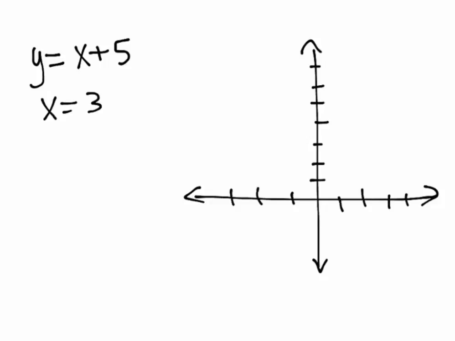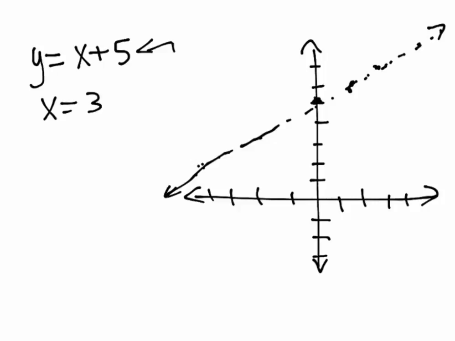Okay, sorry about that. Let's do this one first. Start on the y-axis at 5, up 1, over 1, up 1, over 1. This right here is my slant or oblique asymptote. Okay, there it is. And then x equals 3 would be right here. That's this one.